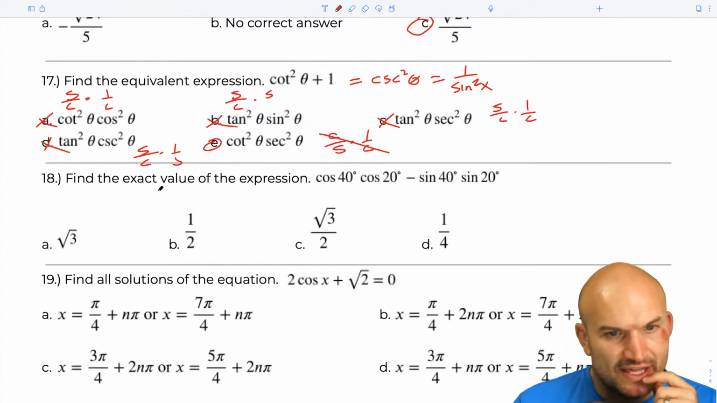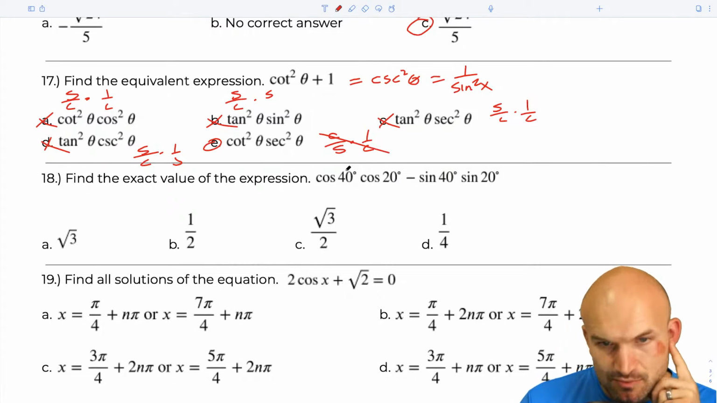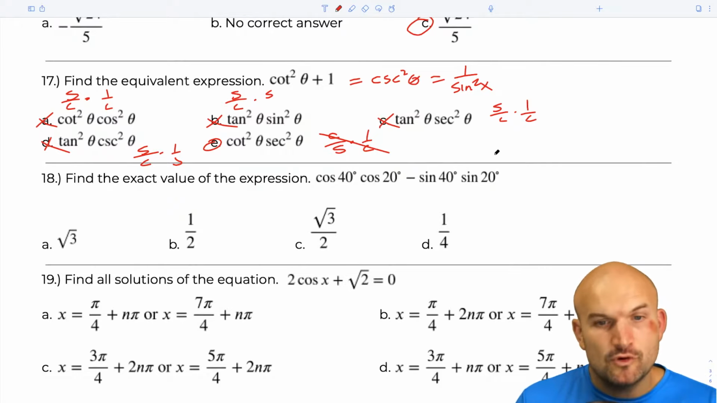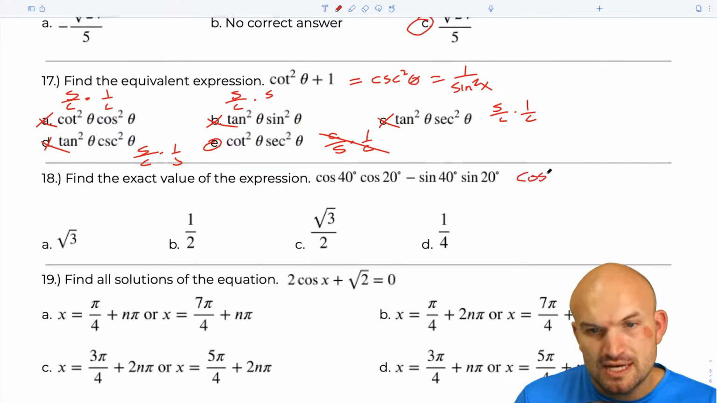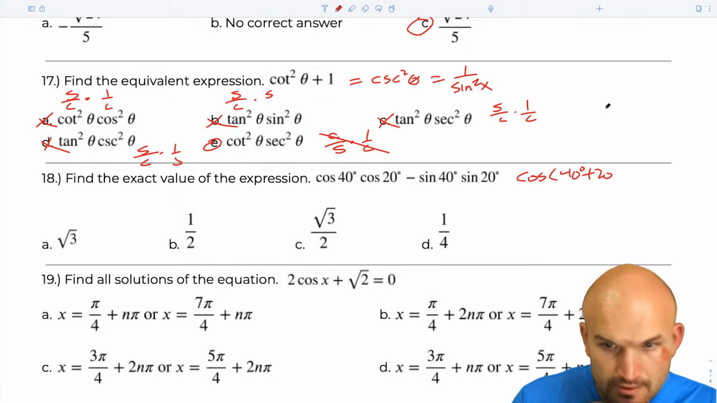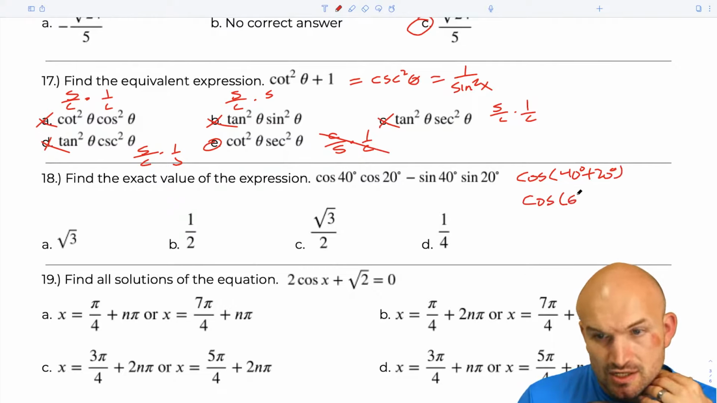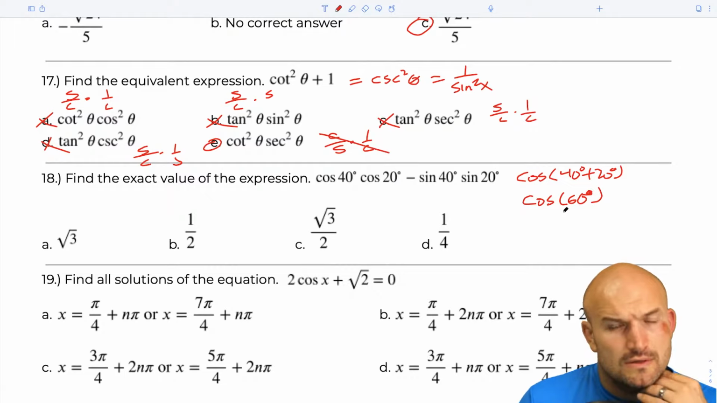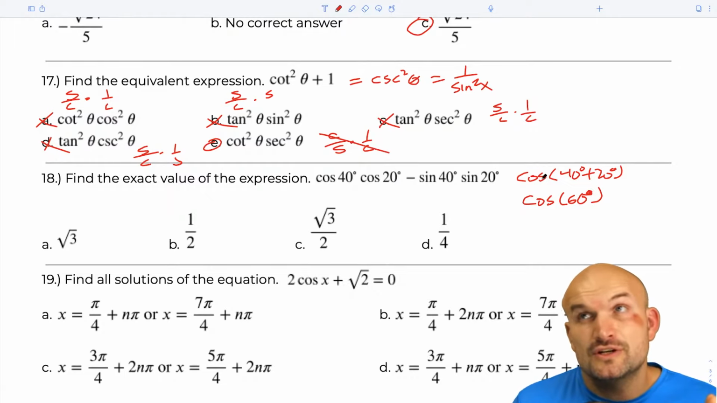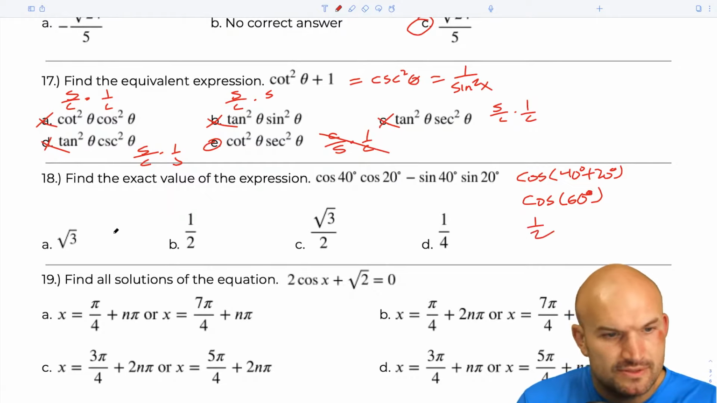Number 18, find the exact value of the expression. In this one, this looks like the double angle formula. No, not the double. The sum formula for cosine. So this would be the cosine of 40 degrees plus 20 degrees. So that's really the cosine of 60 degrees, which, using your unit circle, should equal 1/2. So that's answer B.